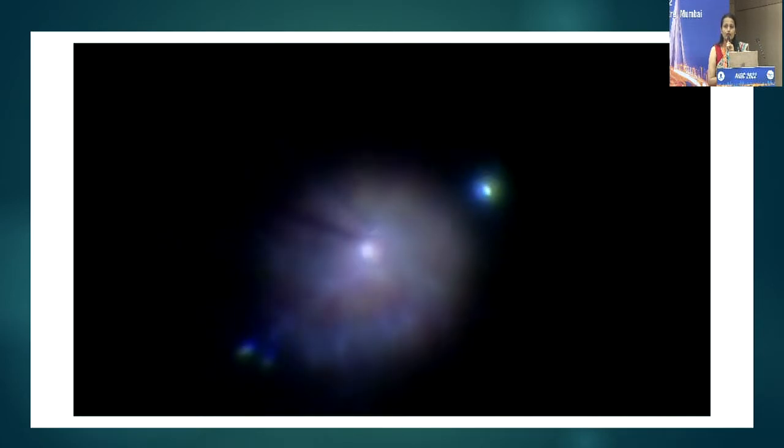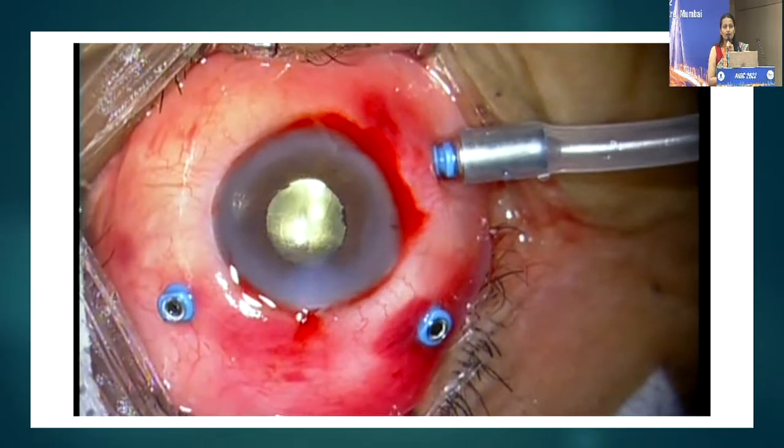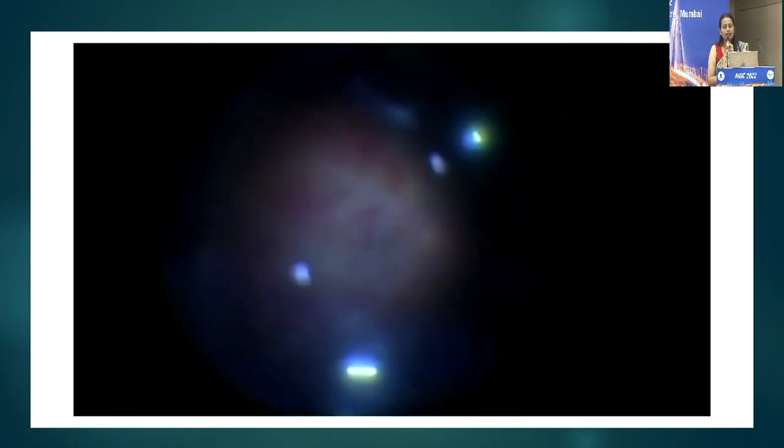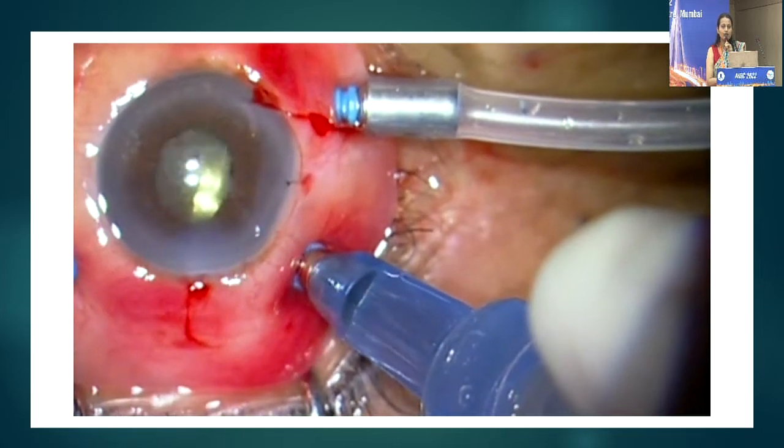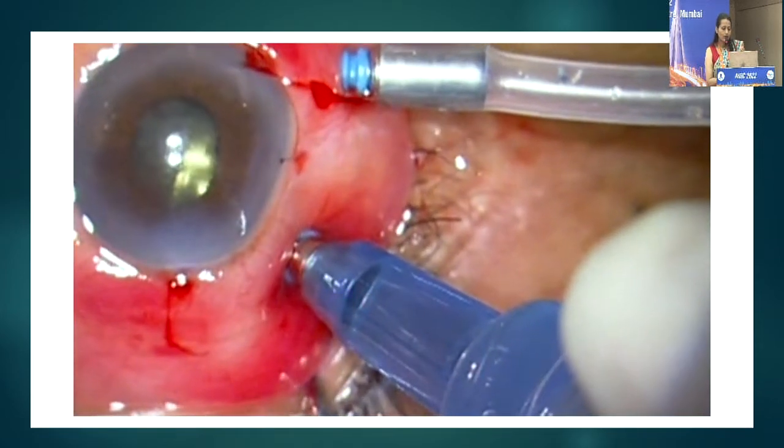This is fluid gas exchange being done, and whenever there is involvement of retina in an endophthalmitis patient and the endophthalmitis is severe, we usually prefer to inject silicone oil in these patients, and we have seen over the years that the results are much better. Many a times we don't need any re-injections or any re-surgeries when we use silicone oil in such patients. So in this patient also I have injected silicone oil because the retina was quite involved.